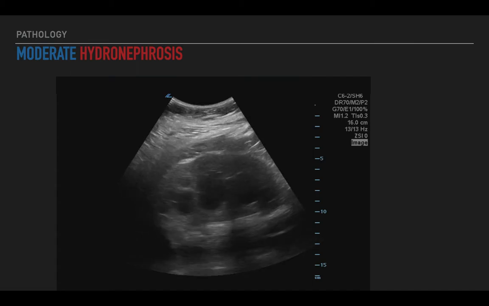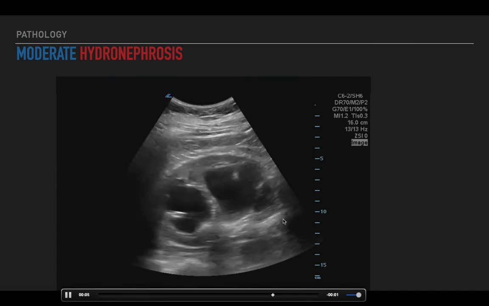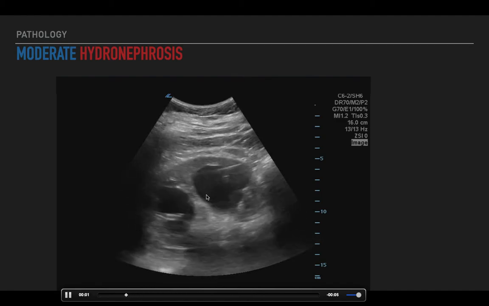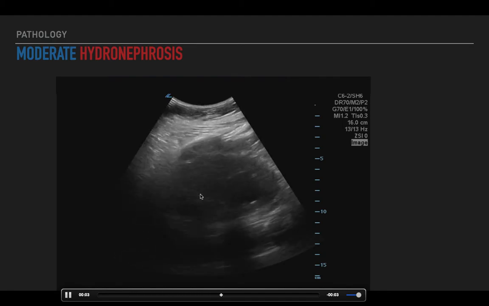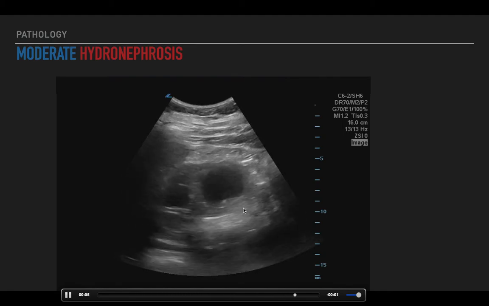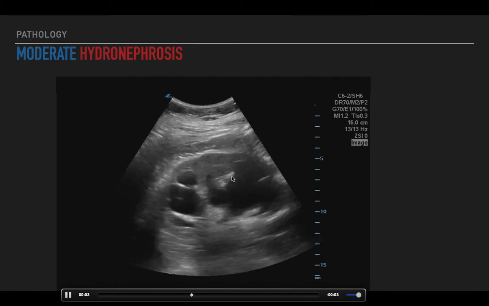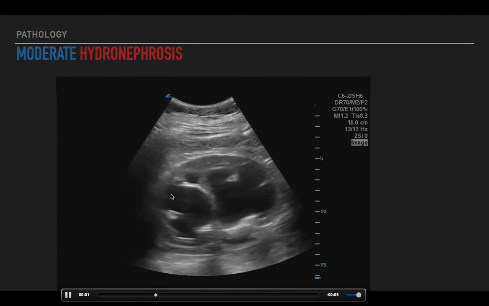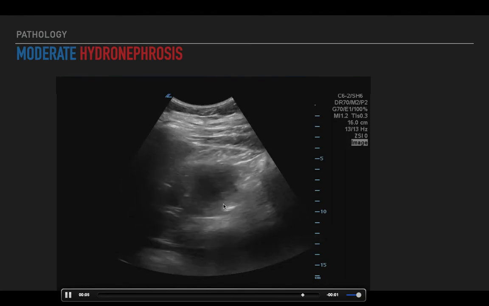Moving on to moderate hydronephrosis. For moderate hydronephrosis, what you notice is that now you've completely lost the anatomy of the renal calyces, and you see complete dilation of the pelvis as well as the calyces, and you're starting to get a little bit of obliteration of the actual parenchyma here. You haven't completely lost it, but you're certainly starting to.